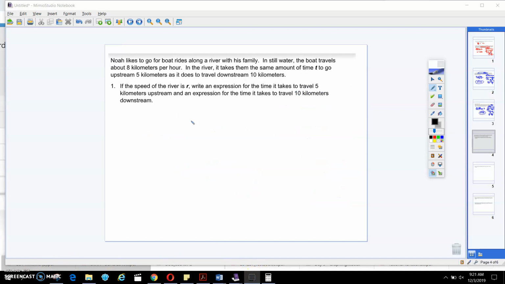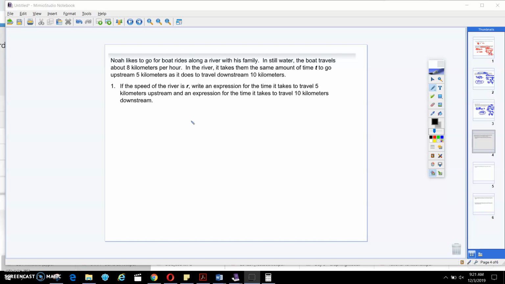Okay, so Noah likes to go for boat rides along a river with his family. In still water, so that means nothing's going on, he's just chilling, the boat travels about 8 kilometers per hour. In the river, it takes them the same amount of time, t, to go upstream 5 kilometers as it does to travel downstream 10 kilometers. If the speed of the river is r, write an expression for the time it takes to travel 5 kilometers upstream and an expression for the time it takes to travel 10 kilometers downstream.